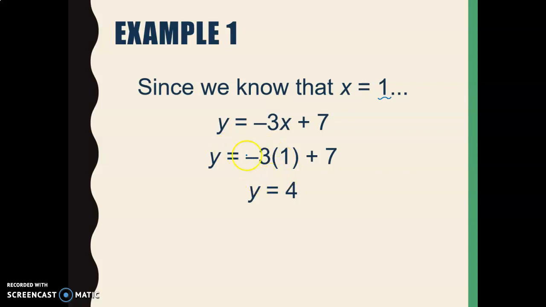Just like when we were graphing, because these are intersections, that's what a solution is. It's the one x and y value that will work for both equations. So just like when we were graphing, we're going to write our final answer as an ordered pair. So our solution is 1, 4. Our x was 1 and our y is 4. And that is the only x and y value that will work for both of these equations.